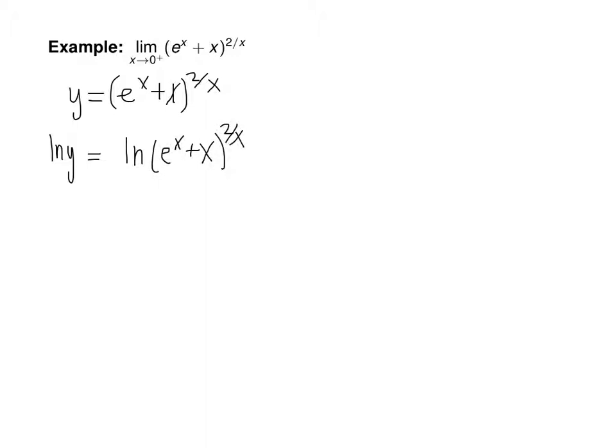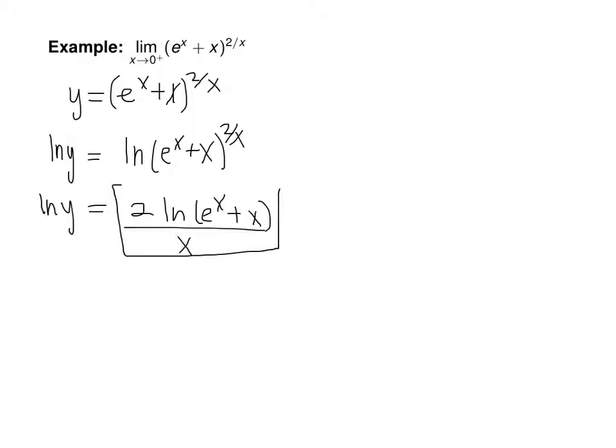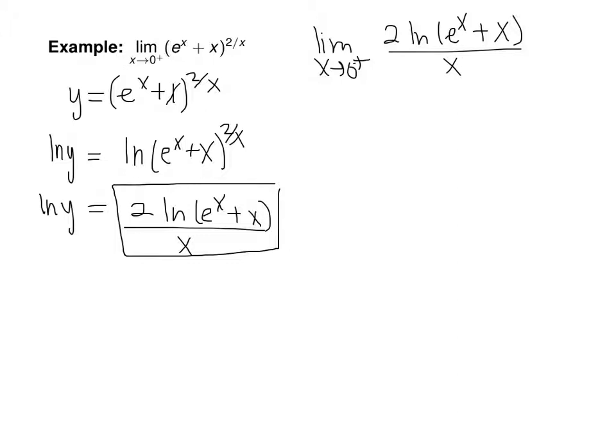That allows me to pull the power down, and I have ln of y is equal to 2 ln(e^x + x) over x. And I'm going to find the limit of this expression instead. So we'll find the limit as x goes to 0 plus of 2 ln(e^x + x) over x. Now obviously the denominator goes to 0, and the numerator does as well, because when you input 0, e to the 0 is 1, plus 0 is still 1, and ln of 1 is 0. So to this expression we can apply L'Hopital's rule.